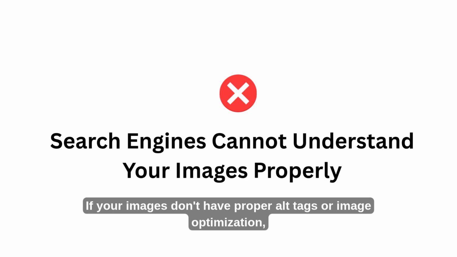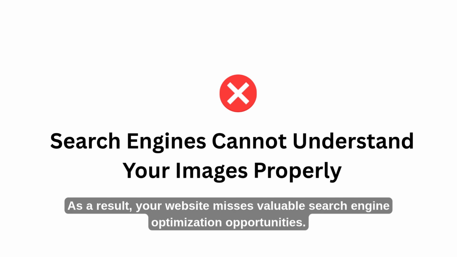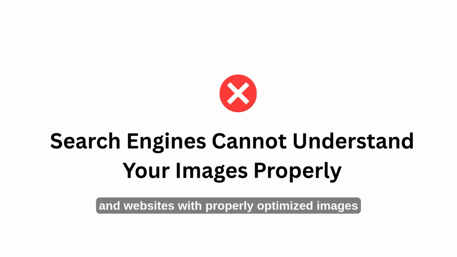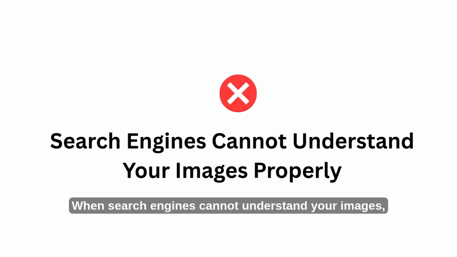If your images don't have proper alt tags or image optimization, search engines may struggle to determine what those images represent. As a result, your website misses valuable search engine optimization opportunities. Google Image Search generates billions of searches every month, and websites with properly optimized images have a much better chance of appearing in those search results. When search engines cannot understand your images, you're essentially hiding valuable content from Google.